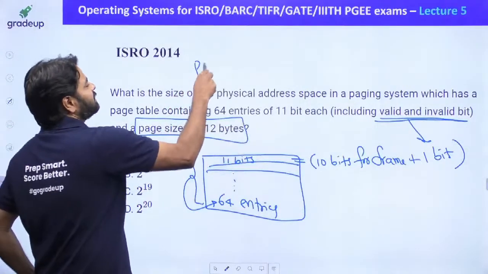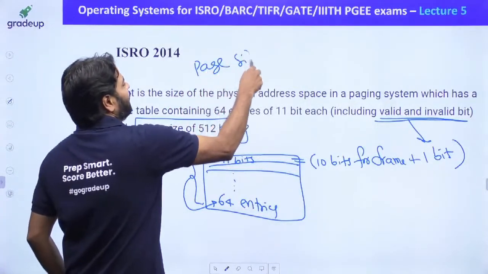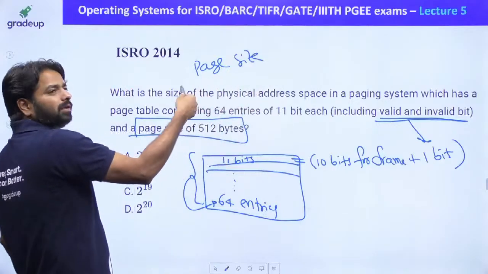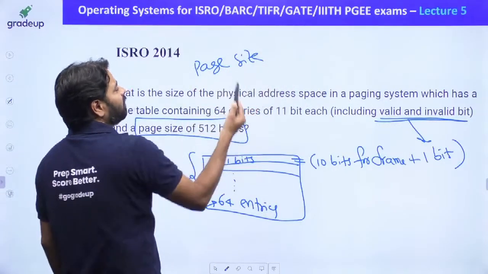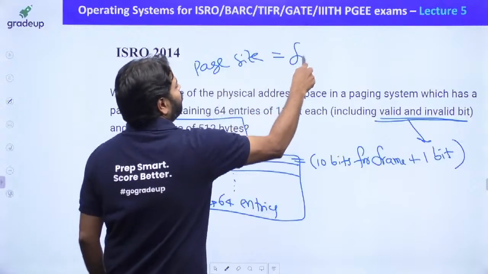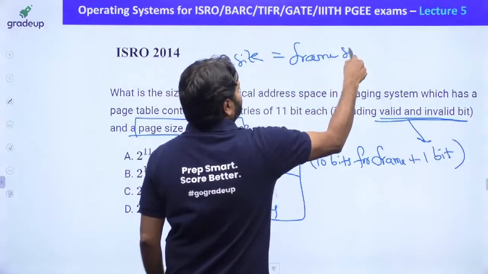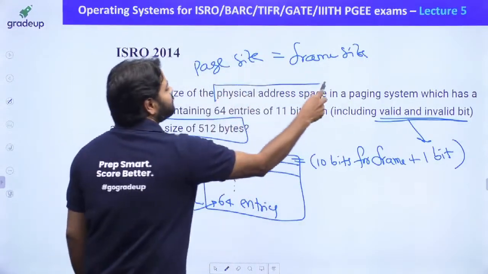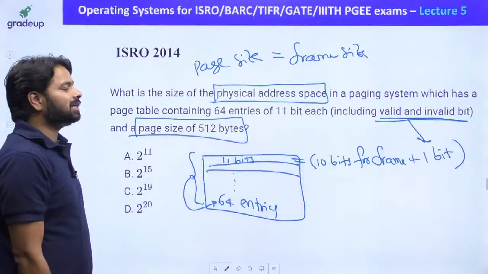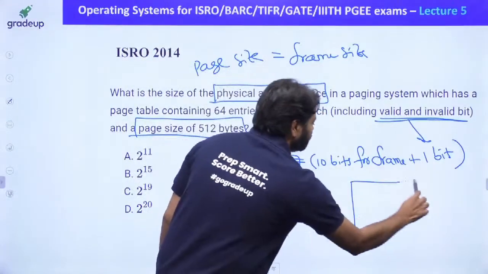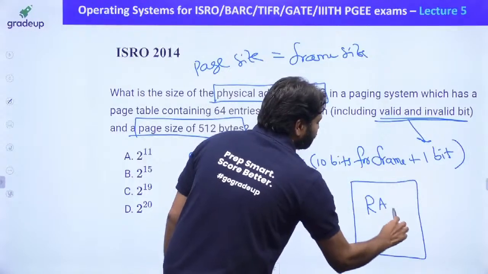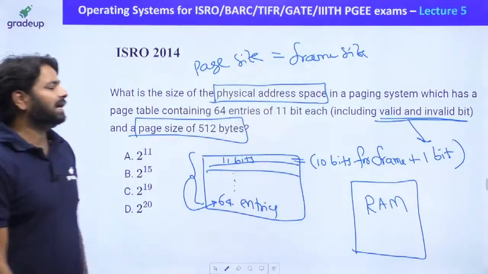And you know page size is equal to frame size. In logical space we call it page size. In physical space we call it frame size. Everybody knows that, I think. Now the question is about physical address space. What is a physical address space? There's a RAM size. Your RAM. This is a physical address space. What is the size of the RAM?